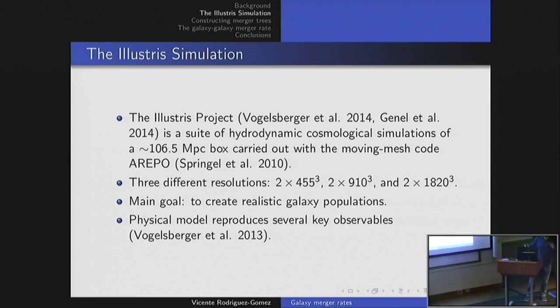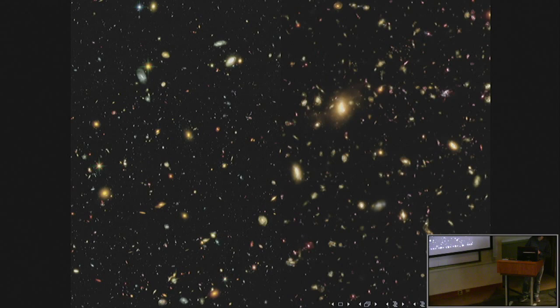It's on a relatively large volume, about 100 megaparsecs per side. And I think it has been quite successful in producing reasonably realistic populations of galaxies. So I will not bore you with details about Illustris, but I will only show what is probably my favorite image made from Illustris. This was made by Greg Snyder, who was a student here a couple of years ago.